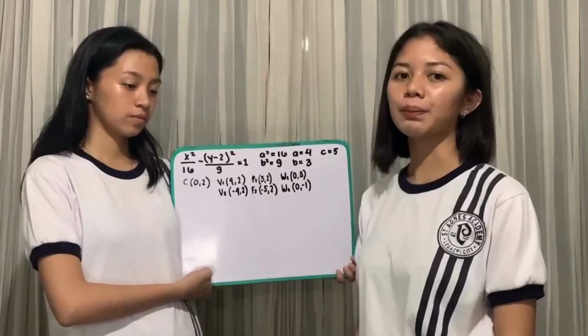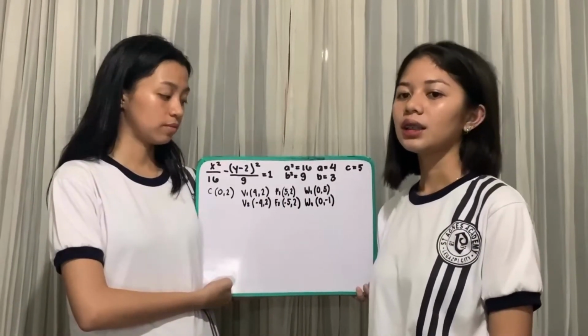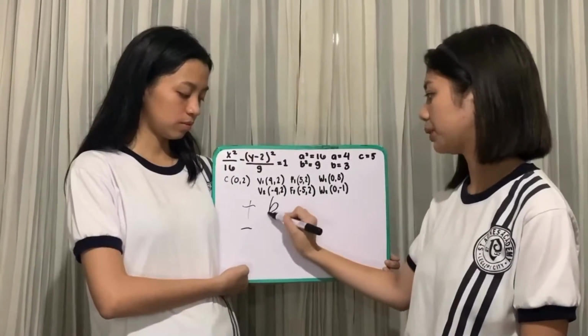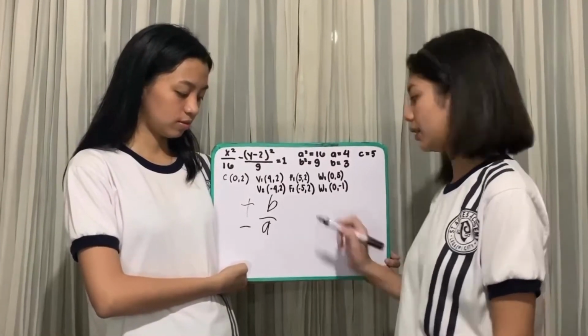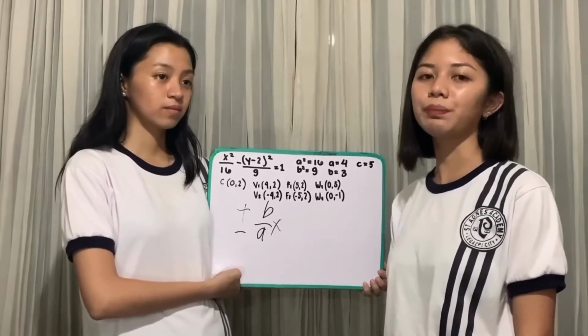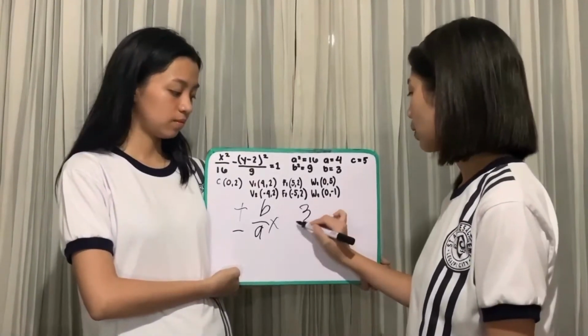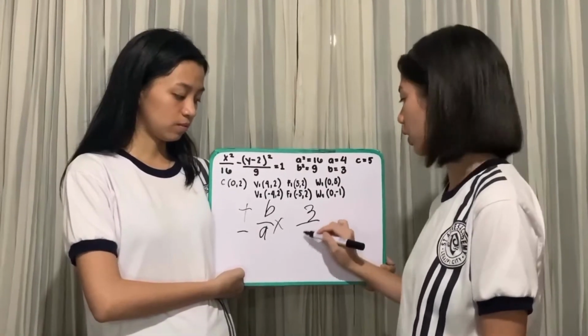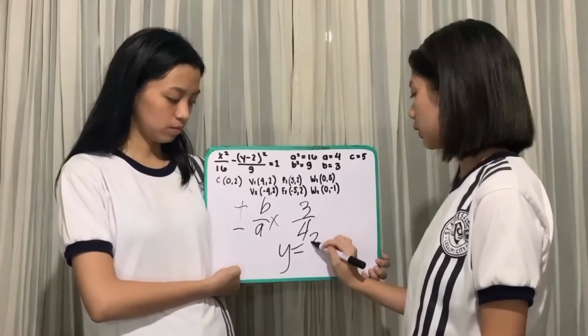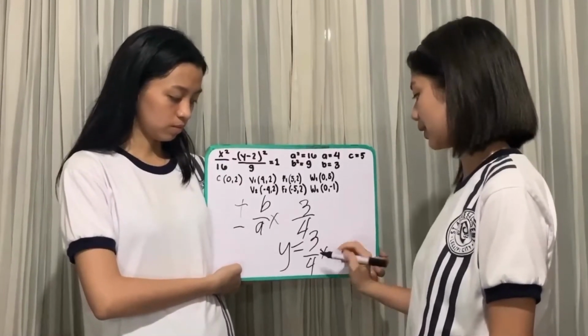Trisha Magallana will explain how to get the asymptotes, eccentricity, latus rectum. Let's go! Since the graph of our hyperbola is HTA, the formula to get the asymptote is positive negative b over a x. Now, we will substitute the value of b, which is 3, over the value of a, which is 4. So the answer is y is equal to 3/4 x.